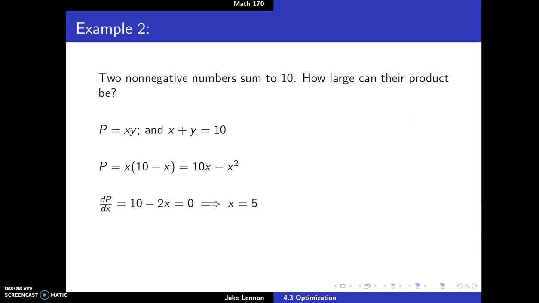Again, the other ones don't make too much sense as a product, because if one of the numbers is 10, the other number is 0. So that product would be 0. So we see that the maximum product here is just 5 times 5, when both of them are equal to 5. So a pretty straightforward problem, but really that's why you're looking for the objective function and then the constraint.